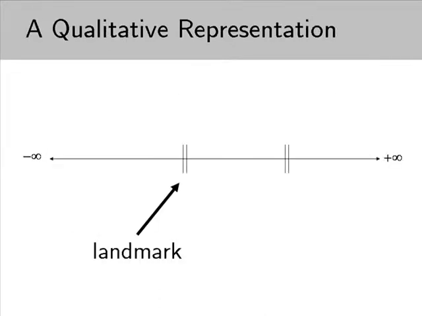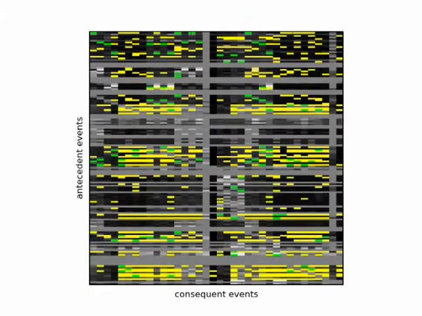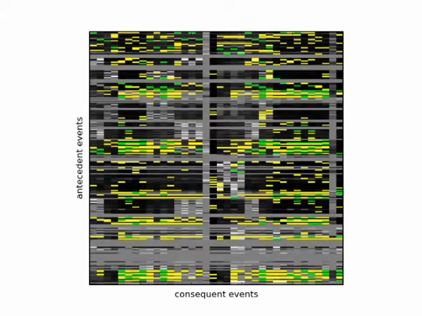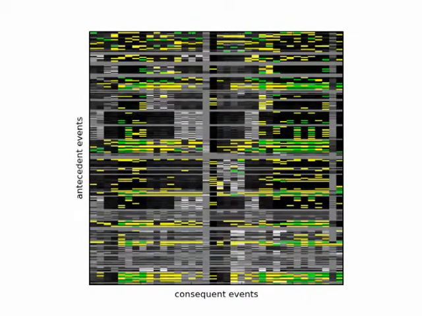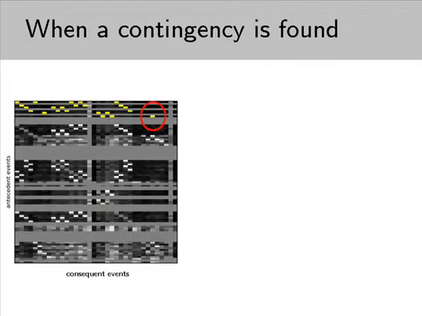We do this using a qualitative representation where that breaks the world into landmarks, and a variable can be in a location relative to a known landmark value. Once we have landmarks, we can create events, and then we can track the contingencies between events. If A occurs, then B occurs. And here we see the colors that give the reliability. In this case, yellow is a contingency that we pull out, and green is a plan, as we'll see in a moment. So here we see yellow, a particular contingency.